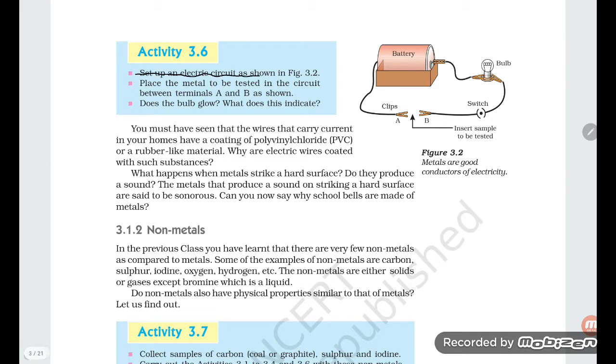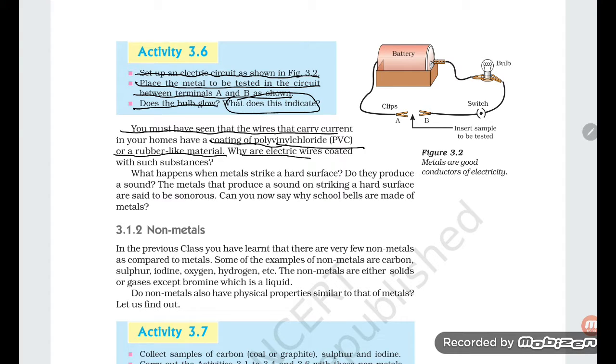Set up an electric circuit as shown in figure 3.2. Place the metal to be tested in the circuit between terminals A and B as shown. Does the bulb glow? What does it indicate? You must have seen that the wires that carry current in your homes have a coating of polyvinyl chloride, PVC, or a rubber-like material. Why are electric wires coated with such substances?